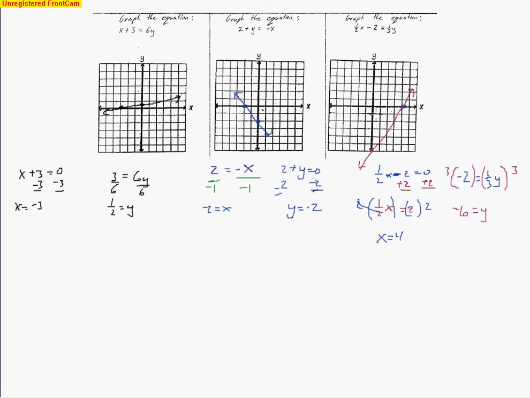So those are the answers to the practice test for Advanced Algebra Test 6, Quarter 1. Good luck.